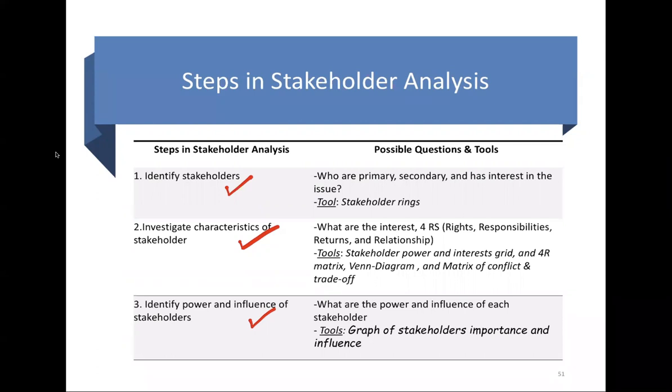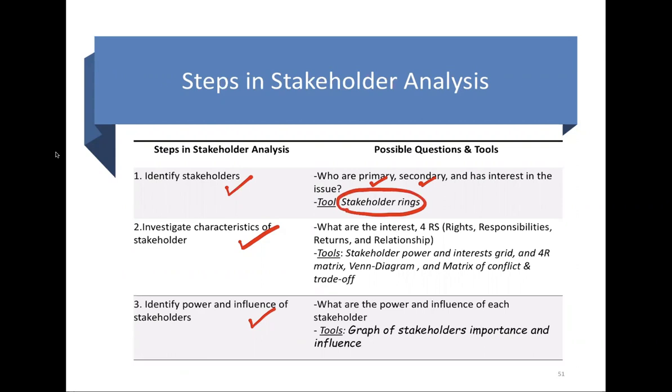For identifying stakeholders, it's mandatory to identify primary stakeholders, secondary stakeholders, and whether any of the primary and secondary would have interest in the issue or in the project or not. So a common tool to do this is the stakeholder rings, which I'll talk about next.